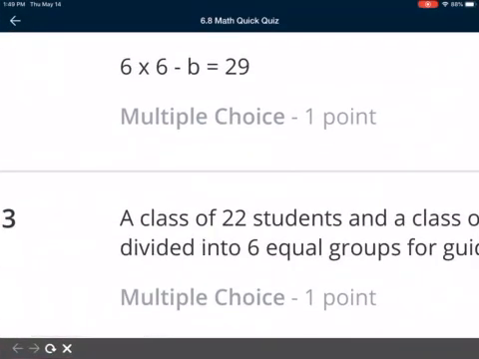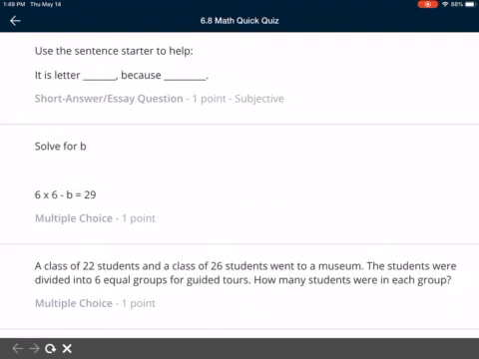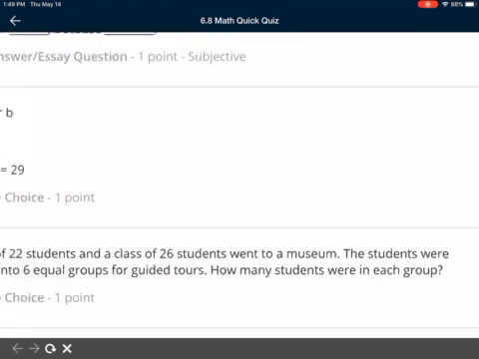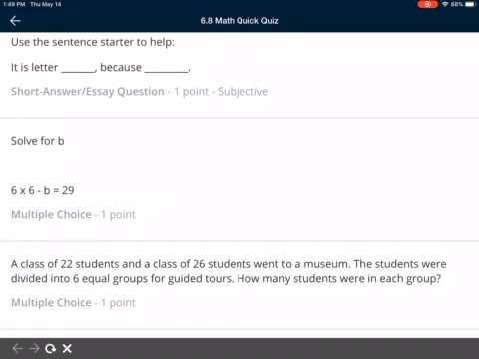And then your last question is another multi-step, two-step problem. A class of 22 students and a class of 26 students went to a museum. The students were divided into 6 equal groups for guided tours. How many students were in each group? My last question says, how many students were in each group? And I know they were split up into tour groups. I have to think, okay, what do I have to do first?